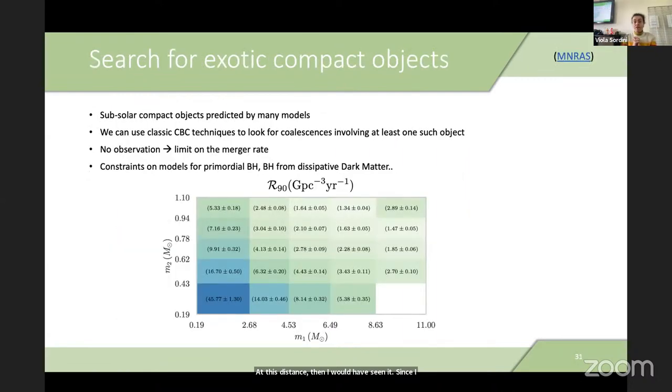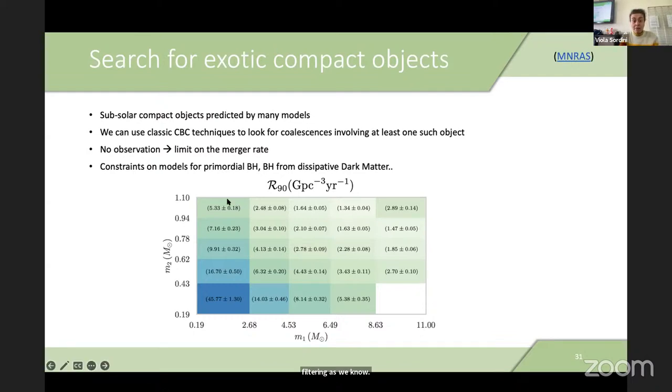And I have a final slide. We can also use the CBC techniques to search for, you know, new physics, exotic compact objects. So we do that searching for hypothetical subsolar mass compact objects that are predicted by many models. So this would be compact objects with masses between 0.2 and 1 solar masses. And we can do that because we can use our classic CBC techniques. In our waveforms, we can put masses of 0.3, for example, and then we use the matched filtering, as we know. For the moment, we have no observation.